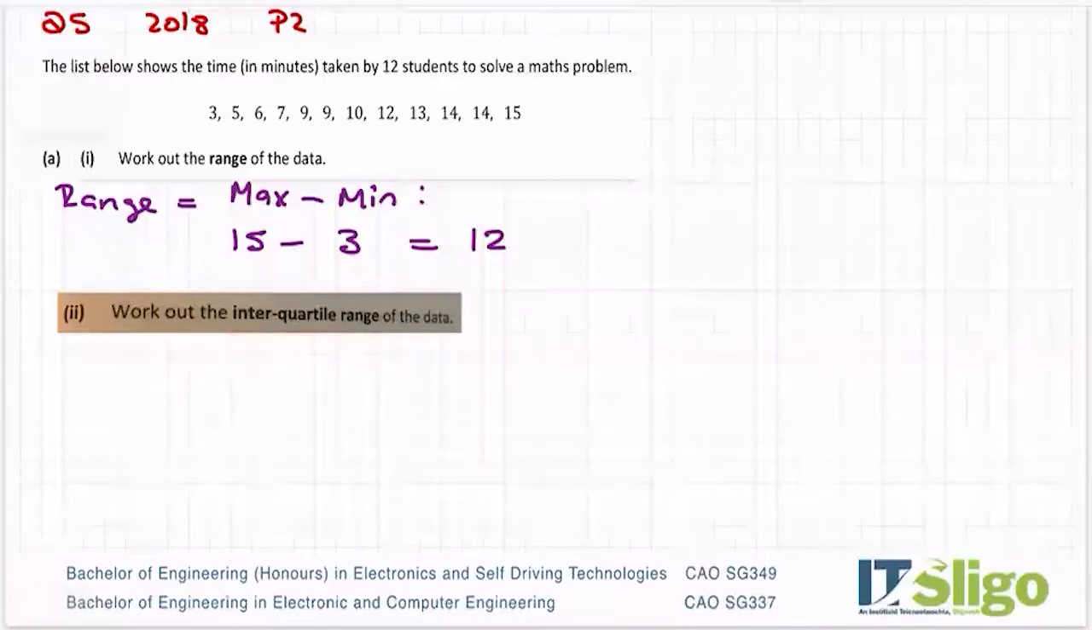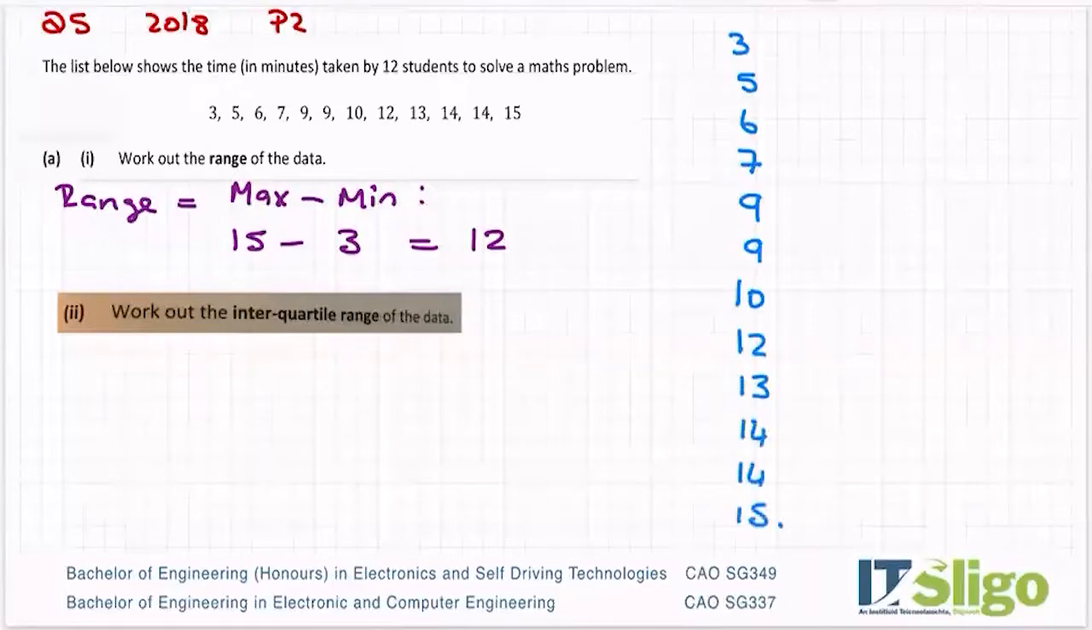Okay, so how do we calculate it? Well, it's related to the median. So remember I said the median was Q2. So I'm going to write my values down again here. So 3, 5, 6, 7, 9, 9, 10, 12, 13, 14, 14, and 15. Okay, 1, 2, 3, 4, 5, 6, 7, 8, 9, 10, 11, 12. Yeah, cool.